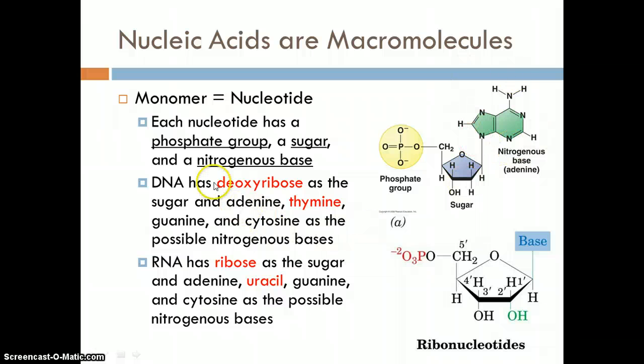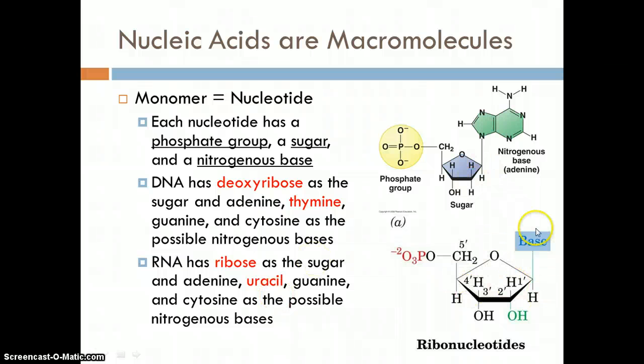For DNA, you're going to have deoxyribose as the sugar, and adenine, thymine, guanine, and cytosine as your possible nitrogenous bases. For RNA, you've got ribose as the sugar, and adenine, uracil, guanine, and cytosine as the possible nitrogenous bases. I tried to highlight the differences here in red so you can see those really easily.